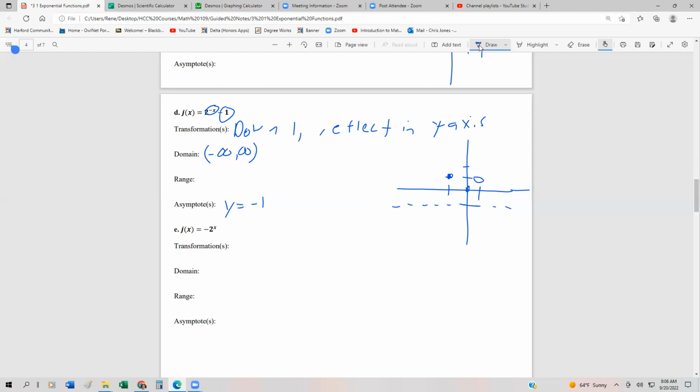And so if I was to guess what this function would look like, probably something like that. Our range is going to be from negative 1 to infinity. But of course, we always want to check by using our graphing calculator.